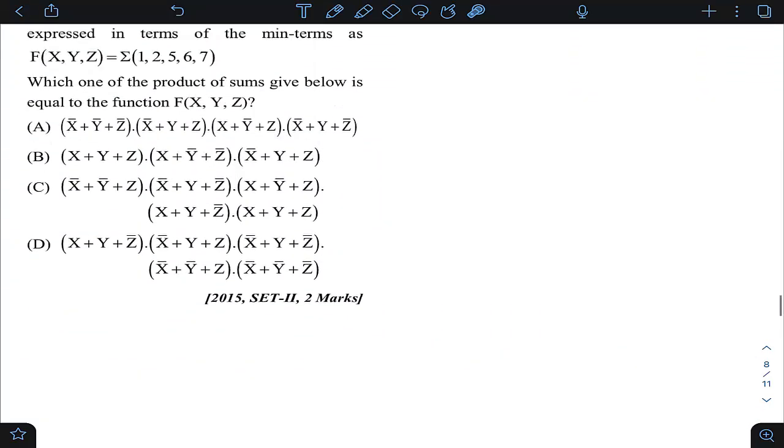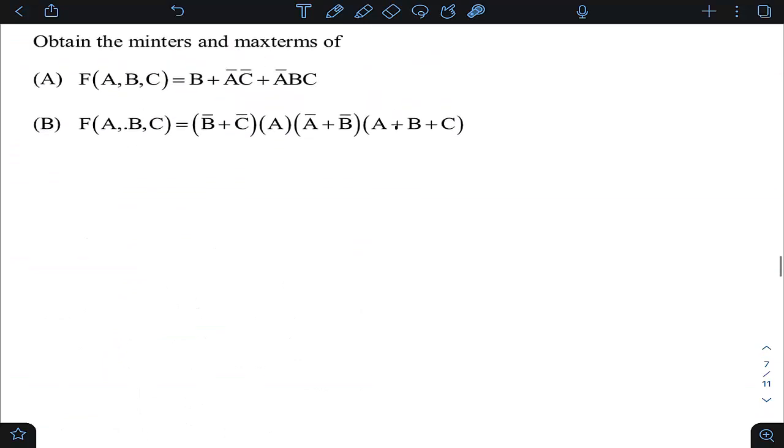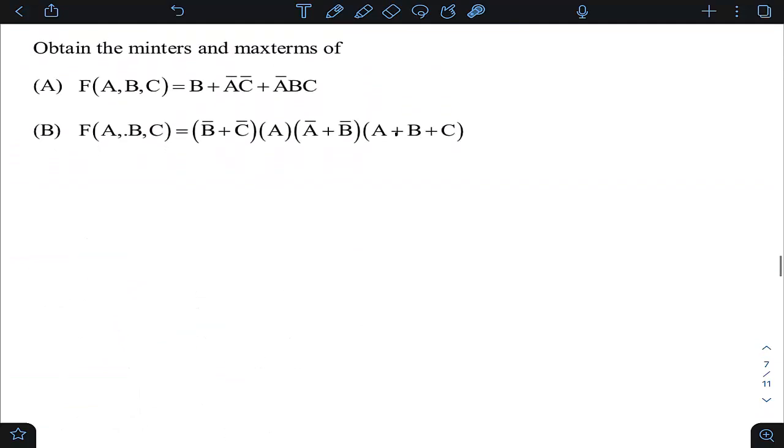Now we said all these things, friends. One more model of question that we need to tackle is how to find the min terms and max terms of a function. The question is: obtain the min terms and max terms of these given functions. You see, students, the first function f is in SOP form. If it is in SOP form, we'll first get the min terms, and from the min term data, we'll get the max term data. We know how to do that.